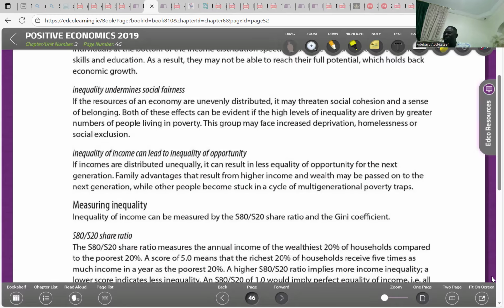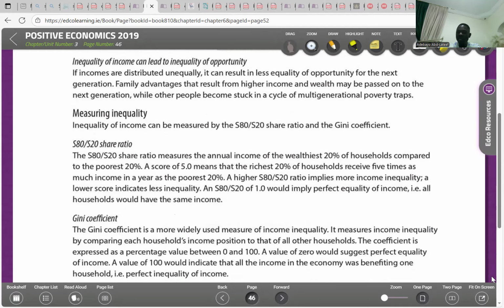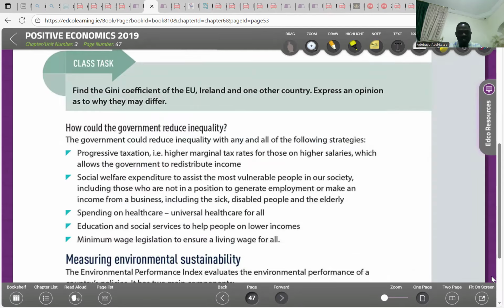So how can government reduce inequality? Because inequality is a problem. Government has to solve it. Yes or no?